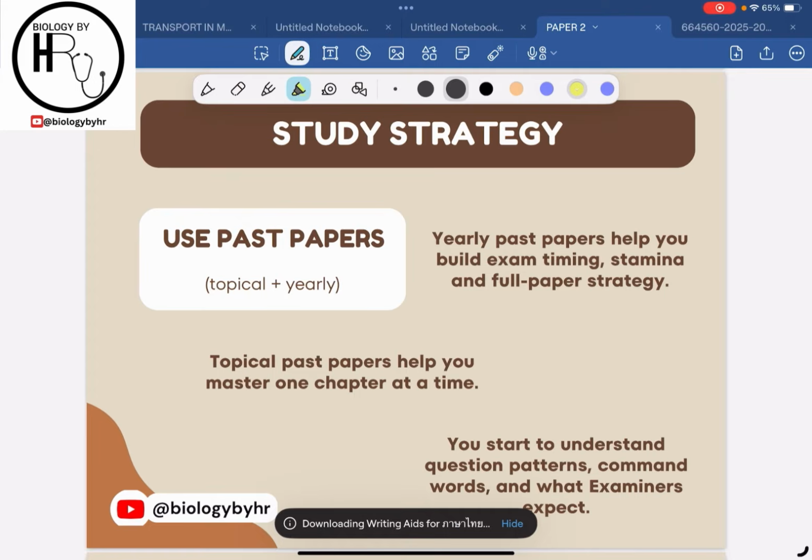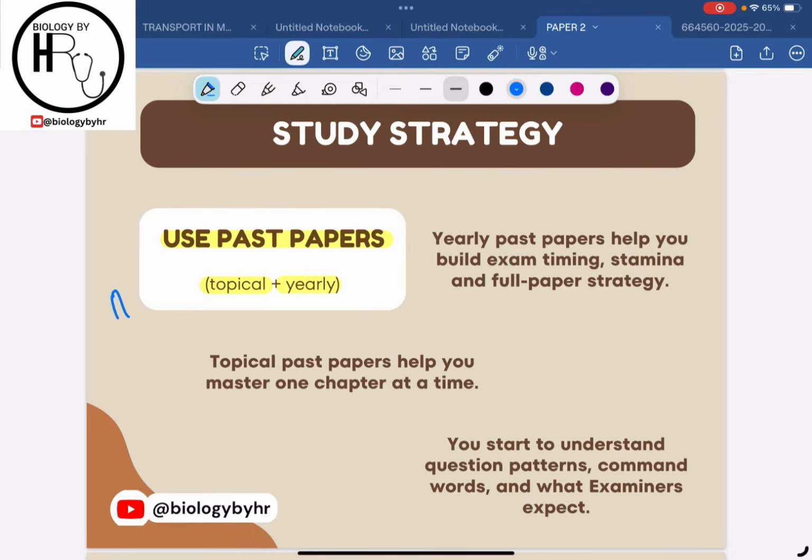Now the next important thing we have with us is to use the past papers, whether it be the topical past papers or the yearly past papers. They are both a very important tool for A-star preparation for your exams. Now when you are studying the whole year, you are advised to use the topical papers too, where each question is arranged under the topical chapters.